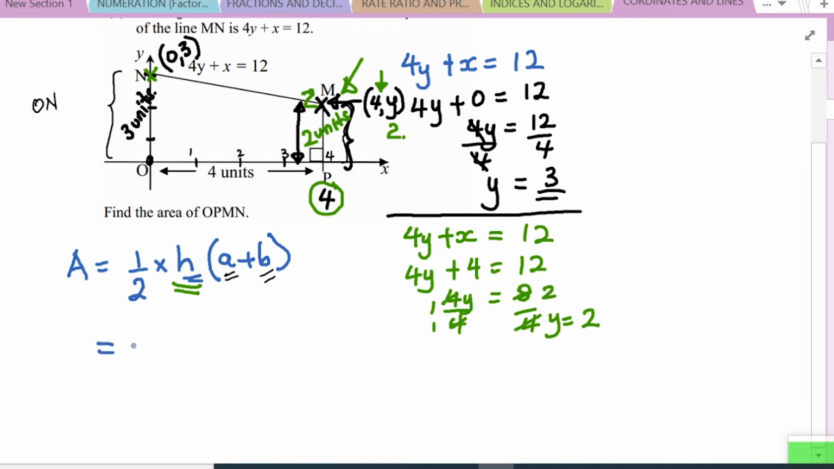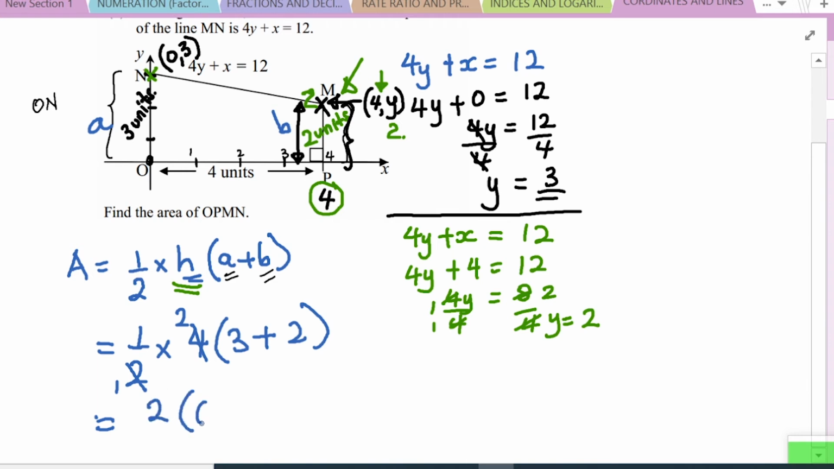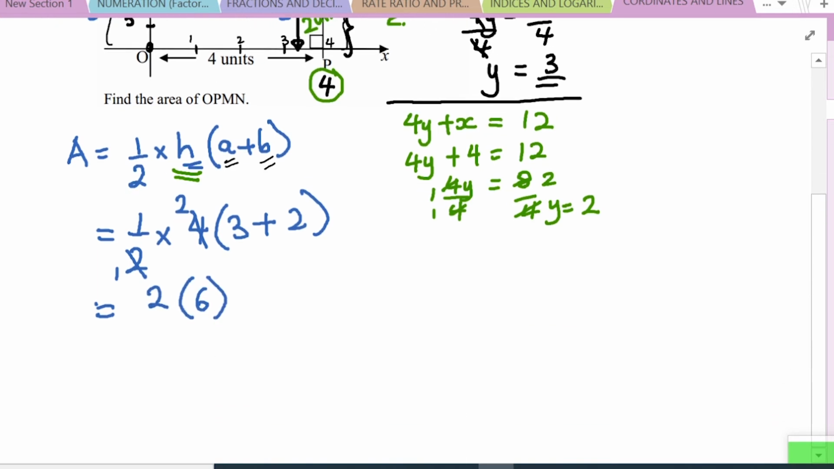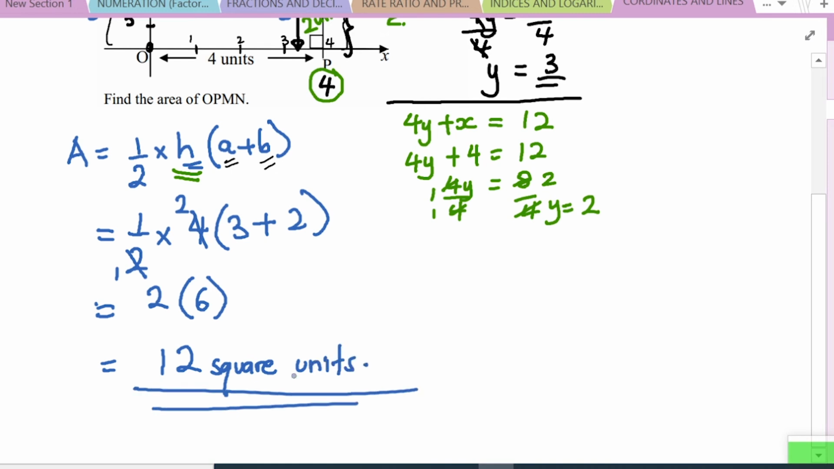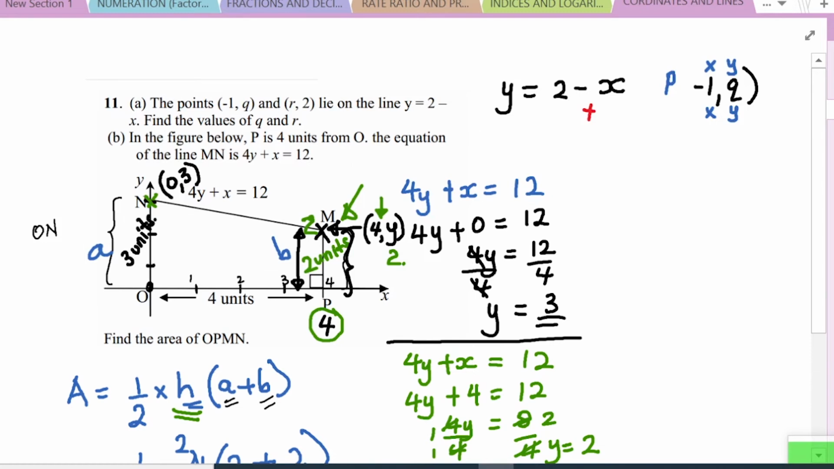So it means that the area of the trapezium is going to be a half times the height, which is 4 units, times our value of A. Let's call this A, let's call this B. Our value of A is 3 units plus our value of B, which is 2 units. And then from here, that is by 2 once, by 2 twice. So this is going to become 2 times 6, and that is 12. So it is 12 square units. And that's the area of that trapezium. So that answers that question.